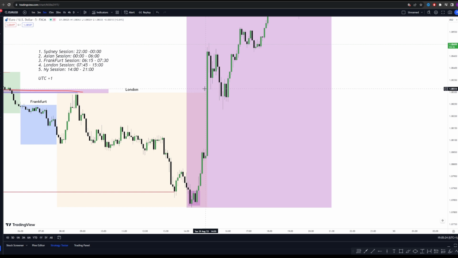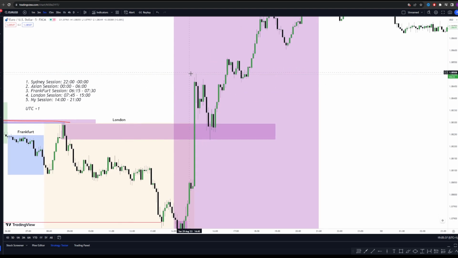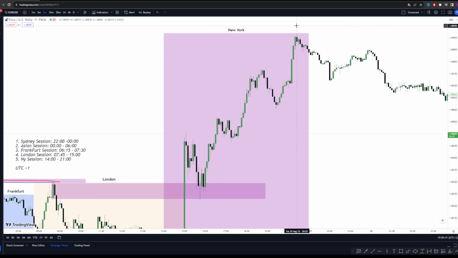We have a big fair value gap with a lot of naked wicks on the left of it, which once again signifies that there is a breaker here. There's a breaker at the London high that we've just traded. We tap straight into it, we move aggressively higher, and we end up the day here because the New York session ends at 9 p.m.